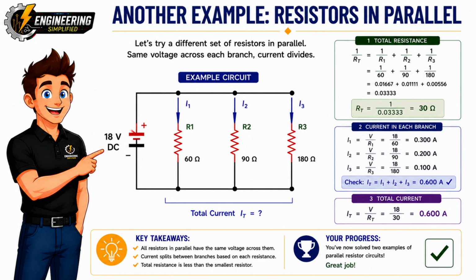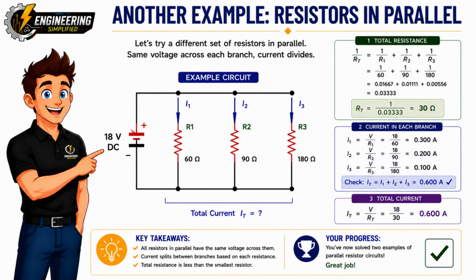Now let's calculate the total resistance. We start by adding the reciprocals of each resistor. That's 1 over 60 plus 1 over 90 plus 1 over 180. Adding those three values together gives 0.03333. Taking the reciprocal of that answer gives us a total resistance of 30 ohms. Notice again that the total resistance is less than the smallest resistor, which in this circuit is 60 ohms. If your answer had been larger than 60 ohms, you would immediately know that something had gone wrong.